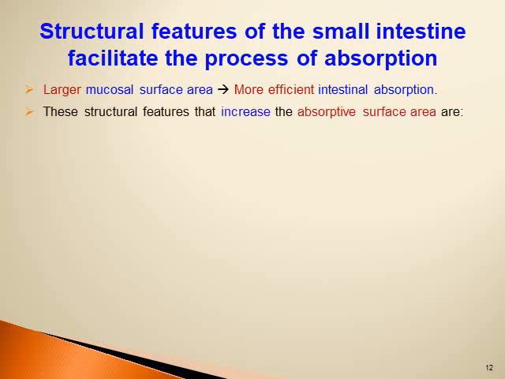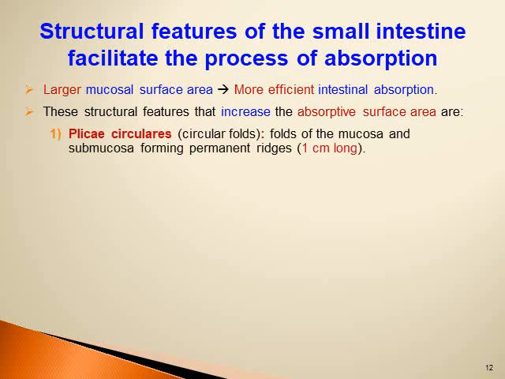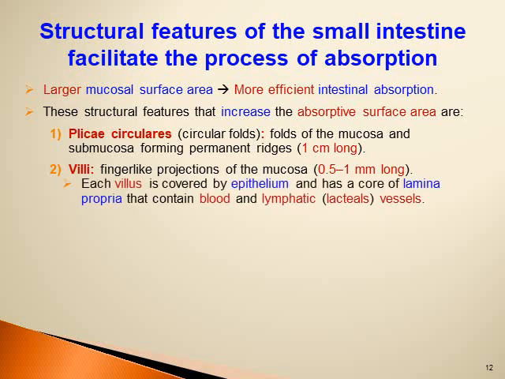These structural features that increase the absorptive surface area are the plica circularis, and as I said, these are circular folds of the mucosa and submucosa forming permanent ridges, and each ridge is about 1 centimeter in height. The other structural modification that contributes to an increase in the surface area are the villi. These are finger-like projections of the mucosa. They have a height of 0.5 to 1 millimeter. Each villus is covered by epithelium and has a core of lamina propria that contains blood vessels and lymphatics.